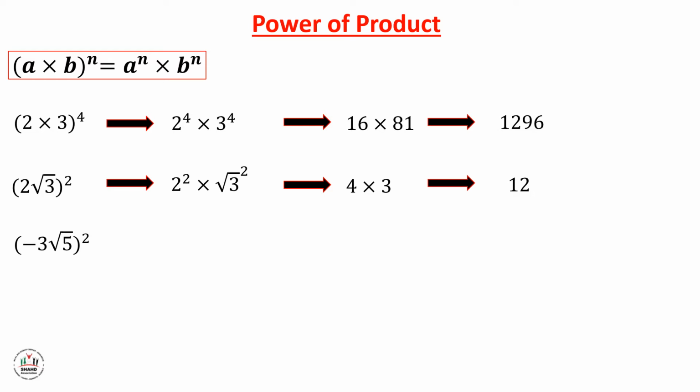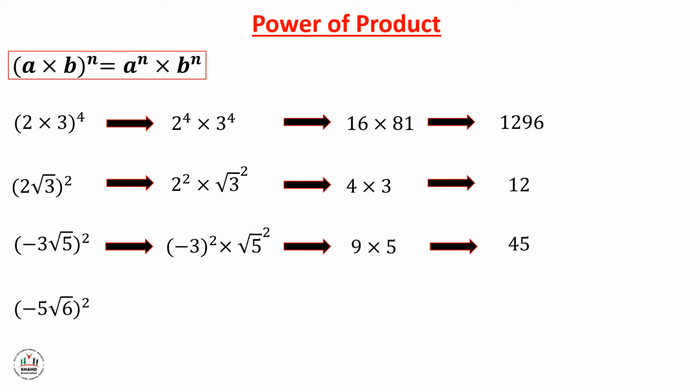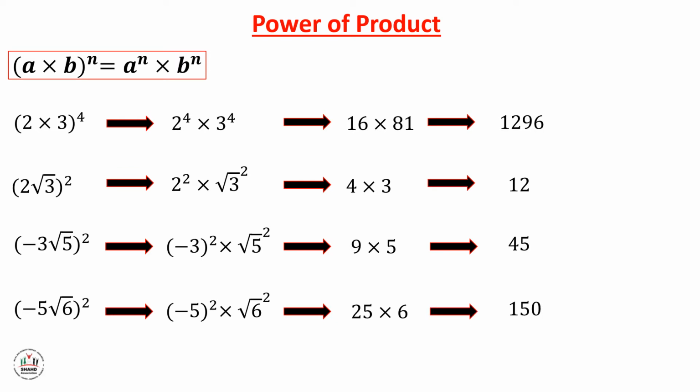Now (minus 3 radical 5) square. We know that the minus with an even exponent, or even power, becomes plus, changed from negative to positive. So (minus 3) square times (radical 5) square equals 9 times 5, which is equal to 45. Final example, (minus 5 radical 6) square. Again, minus 5 square becomes plus 5 square, which is equal to 25, and radical 6 square equals 6. 25 times 6 equals 150.